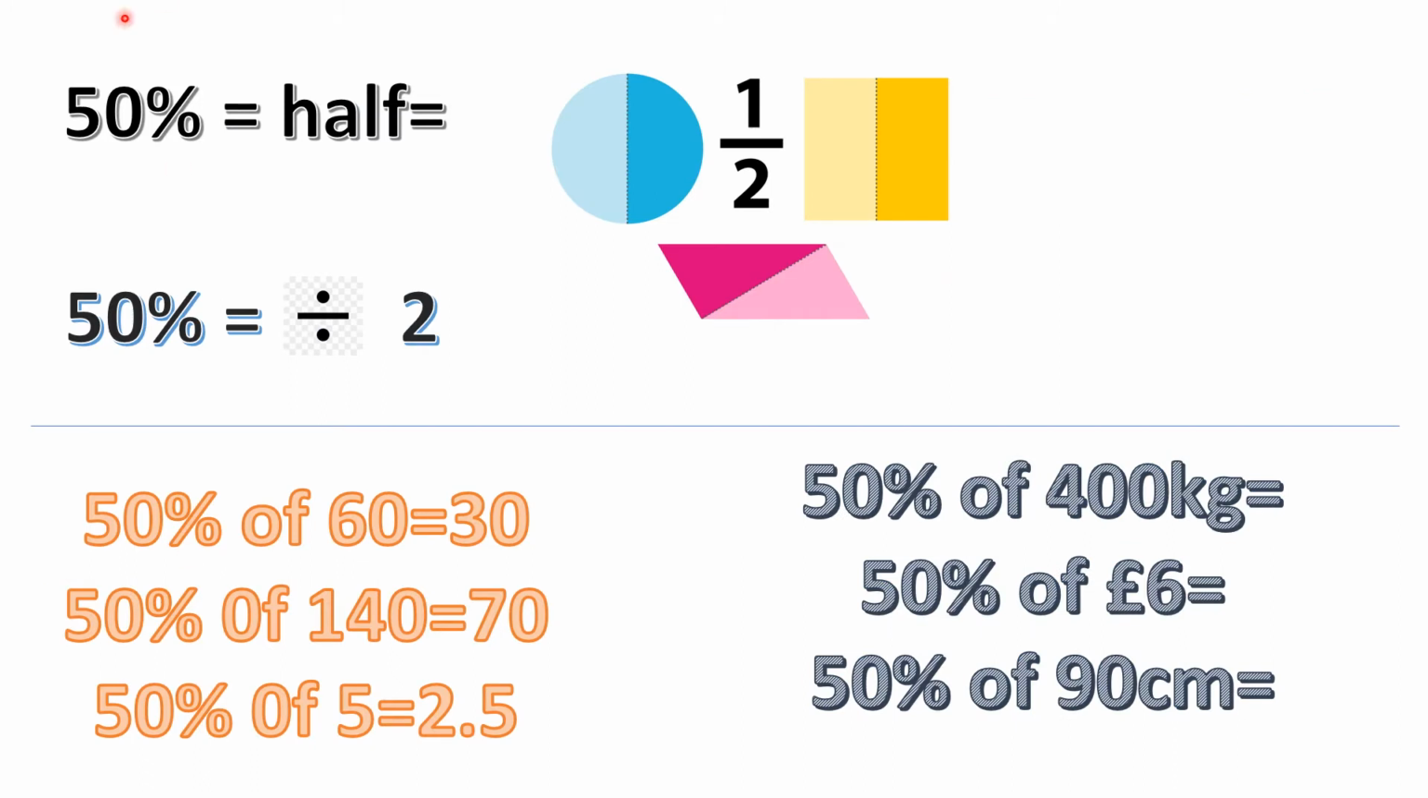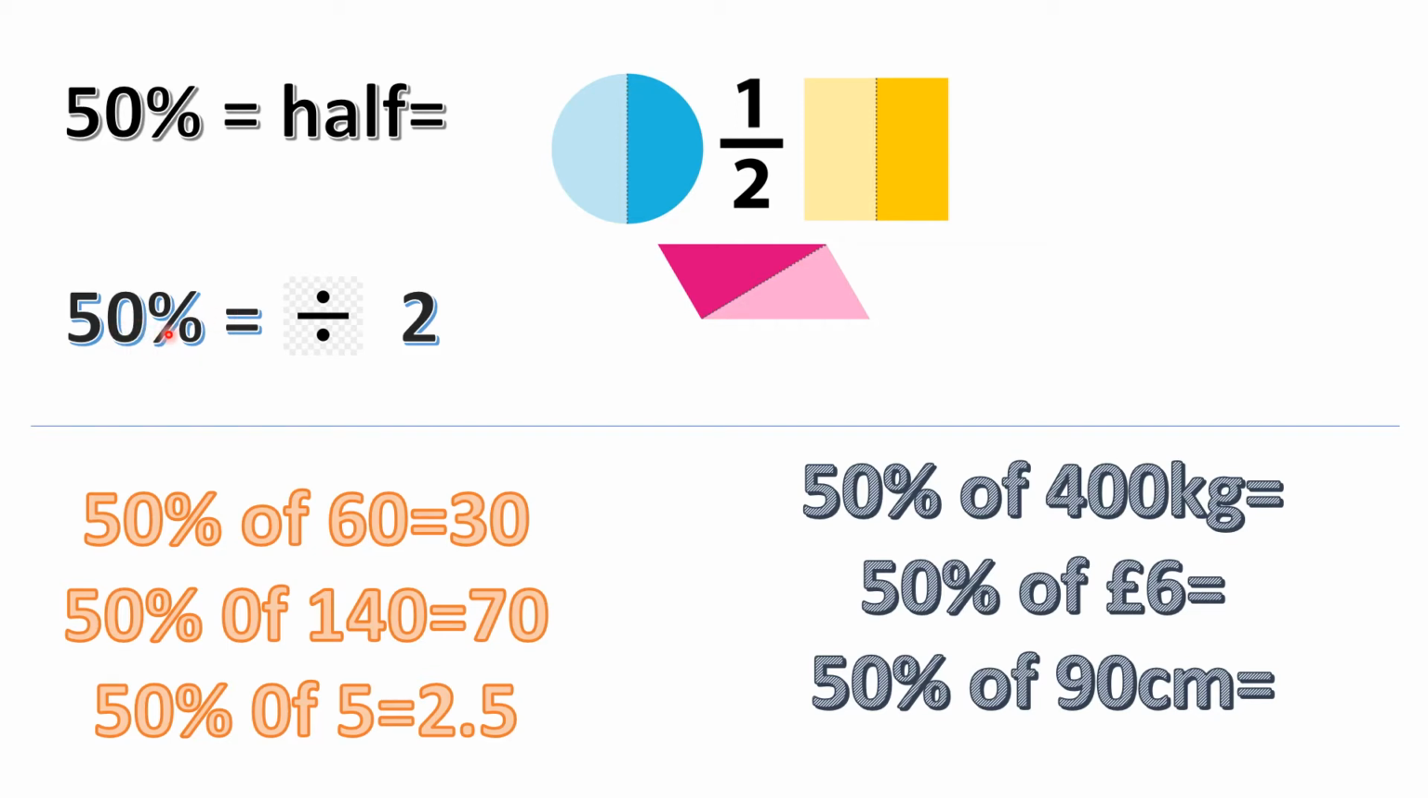So what do we have here? 50%. 50% of a number is very easy. 50% just means half. Remember, percentage is out of 100 and 50 is half of 100. So 50% is a half. That's what it looks like as a fraction. That's what it looks like when you write the fraction down. That's what it looks like in a shape. It's only half of the number.